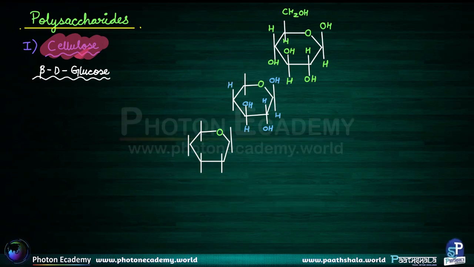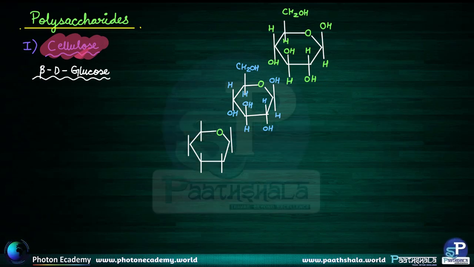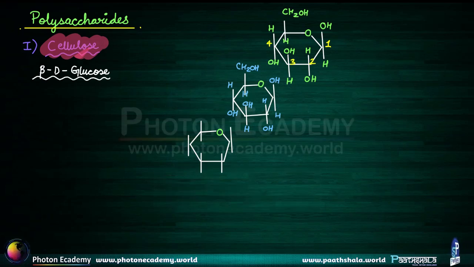Okay, so now if I have these two beta D glucose units, we're going to be forming bonds between C1 of one glucose unit and C4 of the next glucose unit. Let us start numbering them to make it easier for us. So this is the first, the anomeric, second, the third, and the fourth. Similarly, in the next one, the first, the second, the third, and the fourth.